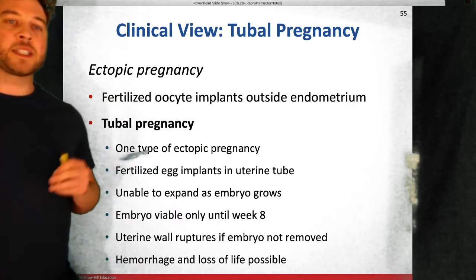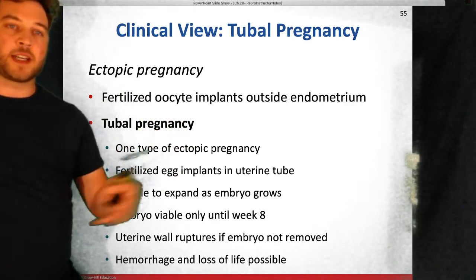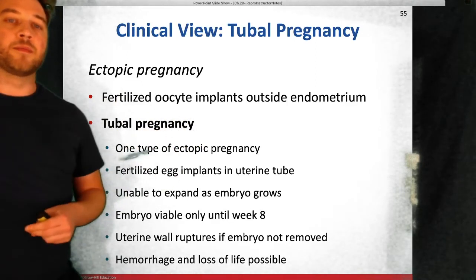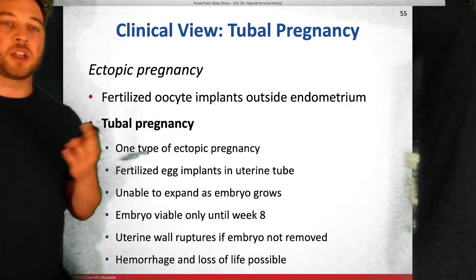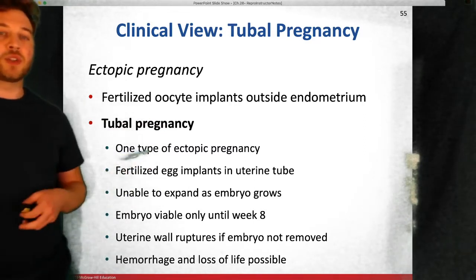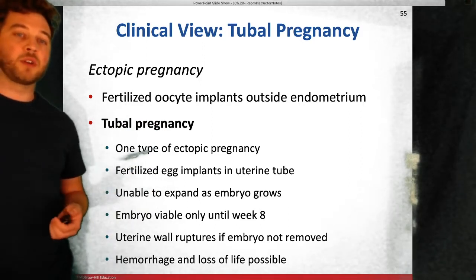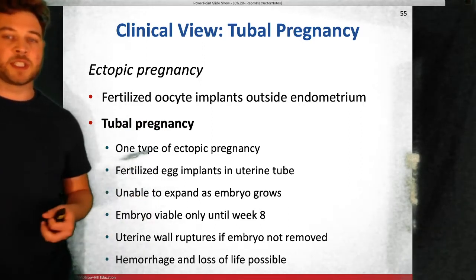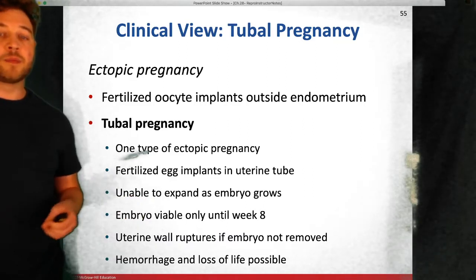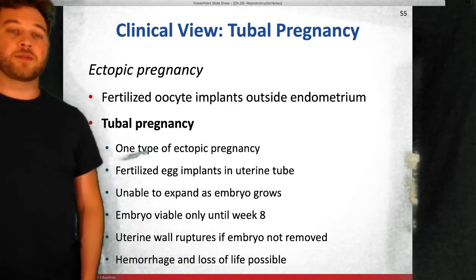You can have an ectopic pregnancy. A fertilized oocyte implants outside of the endometrium, so outside of the uterus, usually along the tube. In one type of ectopic pregnancy, the fertilized egg implants in the uterine tube. The uterine tube is unable to expand as the embryo grows. The embryo is only viable until week 8. The uterine wall will rupture if the embryo isn't removed, and hemorrhage and loss of life is possible.